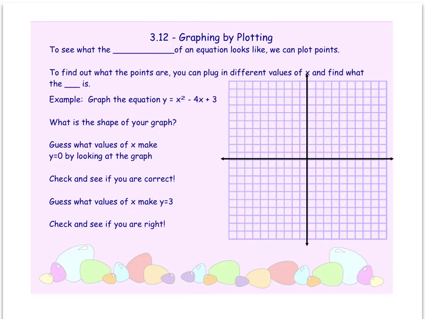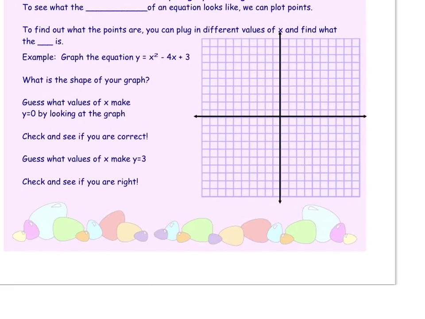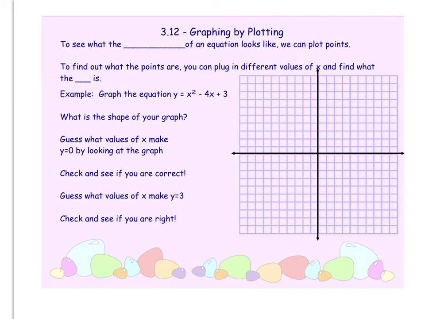Okay, today we're going to graph by plotting. To see what the graph or the shape of an equation looks like, we are going to plot points. To find out what the points are, we can substitute in different values of x and find out what the corresponding y value of that coordinate is. And what we get are actual coordinates, x comma y. Okay? And we're going to graph, first of all, this equation y equals x squared minus 4x plus 3.